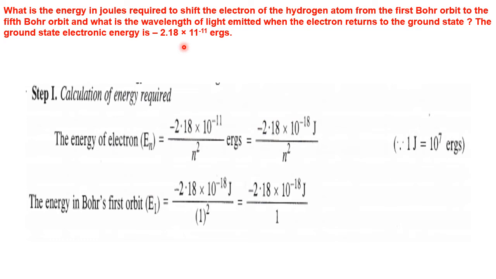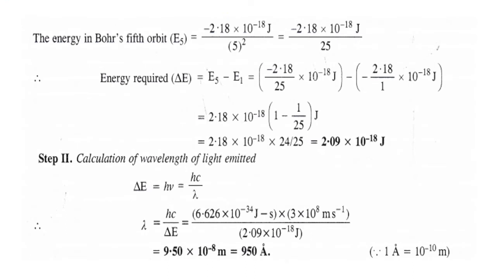So first let us calculate the energy. Okay, energy, same formula that we used in our previous session, divided by n square. This is in terms of joules. Now the energy in Bohr's first orbit, n equal to 1, square 1. So this is the energy of the electron in the first orbit. In the same way, we will calculate the energy for the fifth orbit, or the fifth energy level. Same formula, n square, 5 square, 25.